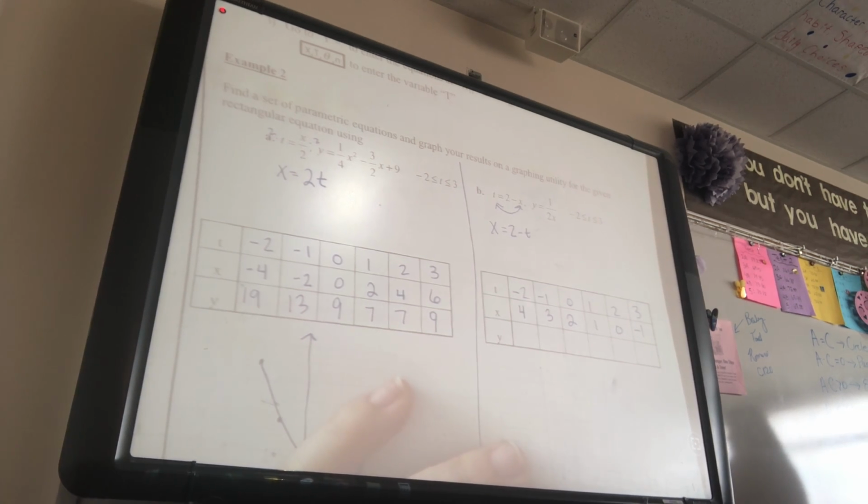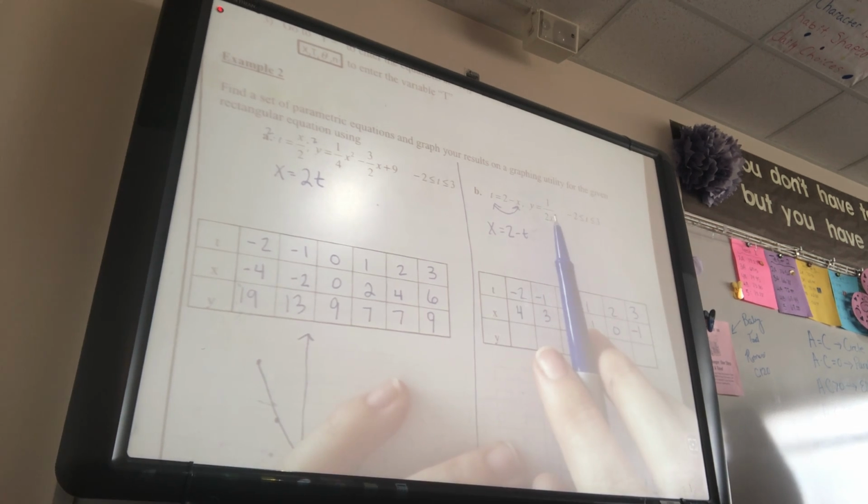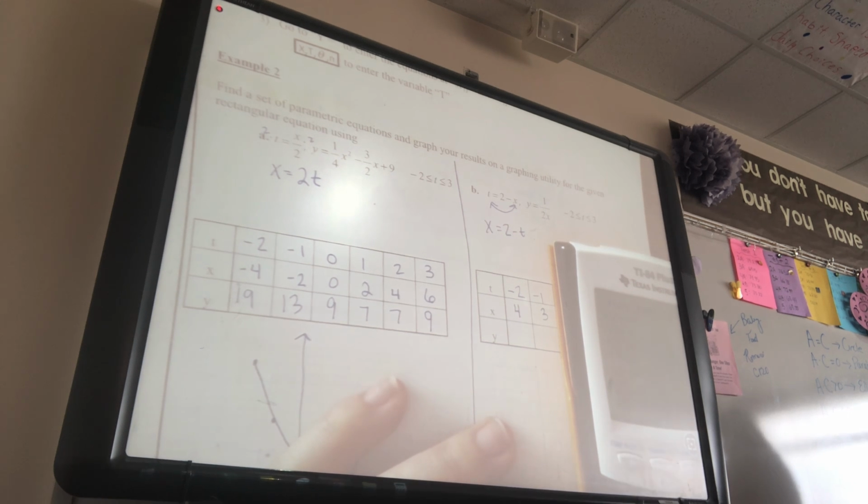This is where I have to be careful. This is y as a function of x. So what is my input? X. So when I go to my calculator, alpha y equals 1 over 2x.